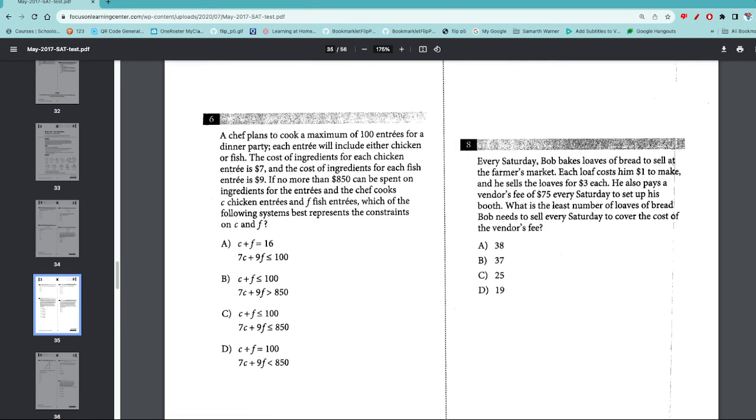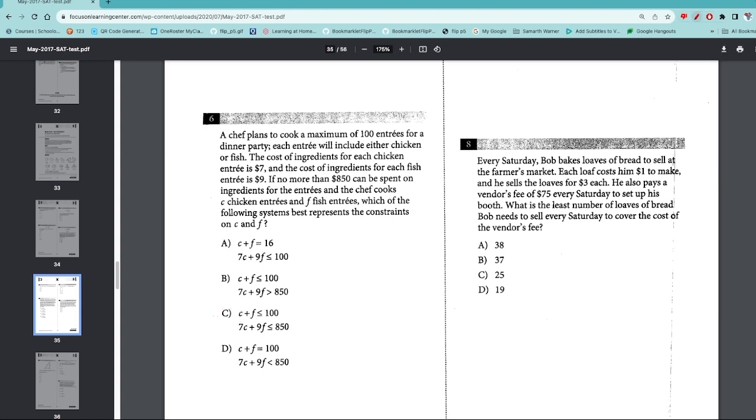Number 6. Okay, this one, again, you want to minimize the reading. Maximum of 100 entrees, so I feel like this doesn't make much sense. So C plus F has to be less than or equal to 100. It doesn't have to be 100, it can be less than. And he wants to do no more than 850. Okay. So C.